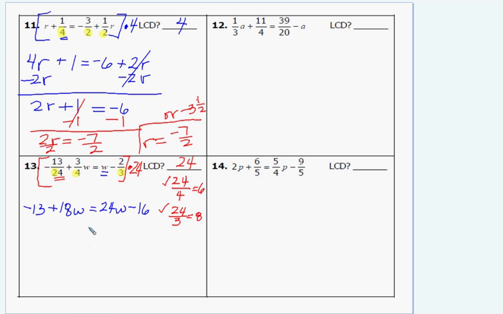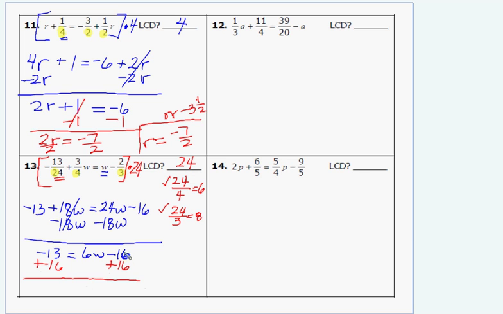So I'm going to start combining my like terms. I'm going to move my 18 to the other side so that I can combine it with its like term. It cancels here and leaves me with just negative 13, and this is equal to 6w minus 16. Now I'm still trying to get 6w by itself, so I need to move the 16 over by adding it. And when I add 16 over, it cancels and leaves me with just the 6w that I wanted, and negative 13 plus 16 leaves me with 3.